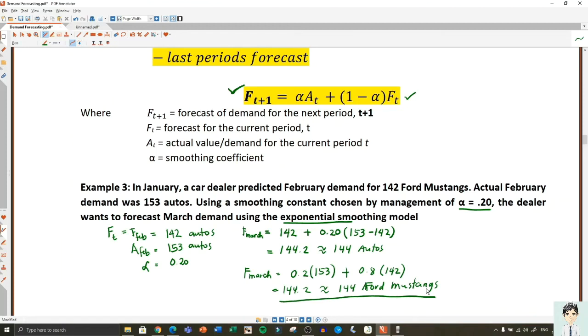So, therefore, the management forecast for the month of March is 144 Ford Mustangs.